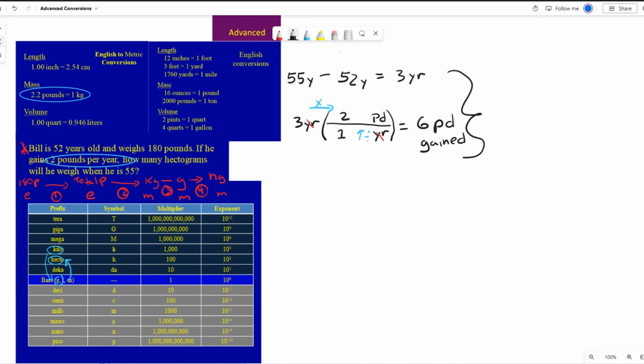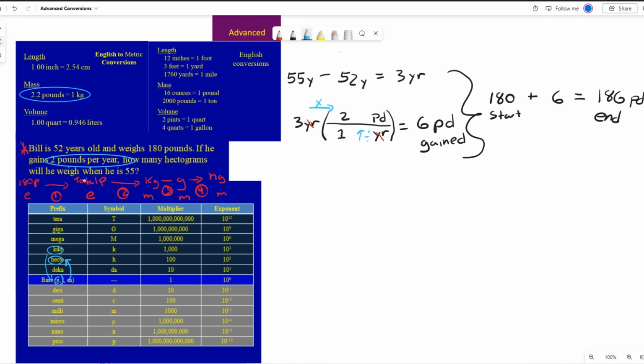And the problem tells us that he started off at 180 pounds. So this is what he started at. And then he gained 6 pounds. So that means he's going to be at 186 pounds when he is 55 years old. That's the first part of the problem, finding his total pounds, what he's going to be at 55 years old.